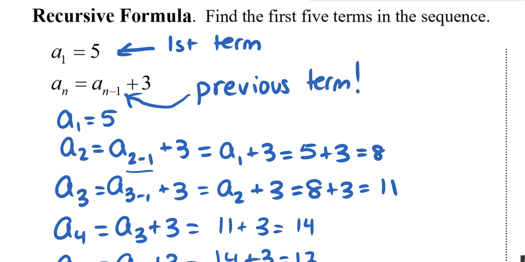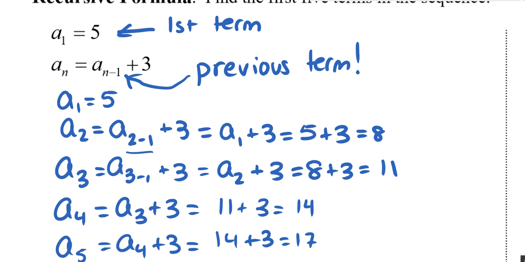And this is how we're going to define recursive formulas. They are always based upon the previous term, meaning we use this to find the second term. We added the first term, or the previous term, plus 3. To find the third term, we use the previous term and added 3. To find the fourth term, we use the previous term and added 3 again. Let's take a look at a different example of this.